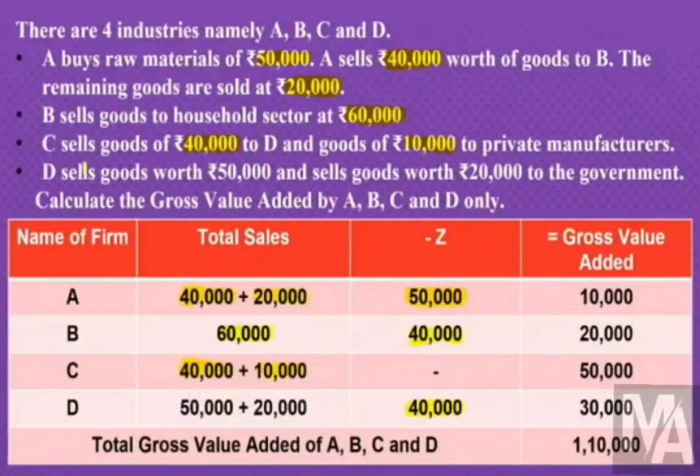As we continue, with that, we complete the third sentence. D sells goods worth rupees 50,000. The buyer is not mentioned, so this is going to be the sales of D. And sells goods worth rupees 20,000 to the government.